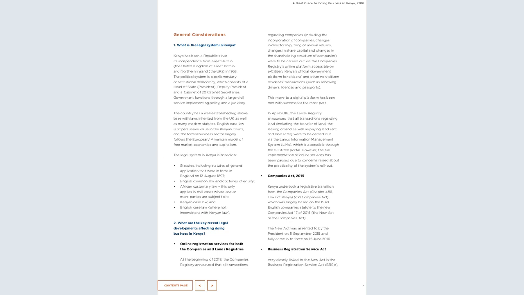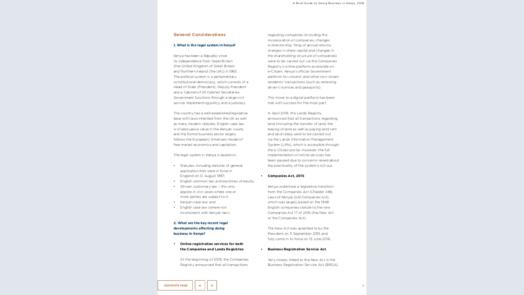At the beginning of 2018, the company's registry announced that all the transactions regarding companies, including the incorporation of companies, would go online. Incorporation means starting. Incorporation of companies, changes in directorship, filing of annual returns, changes in share capital, and changes in the shareholding structure of companies.